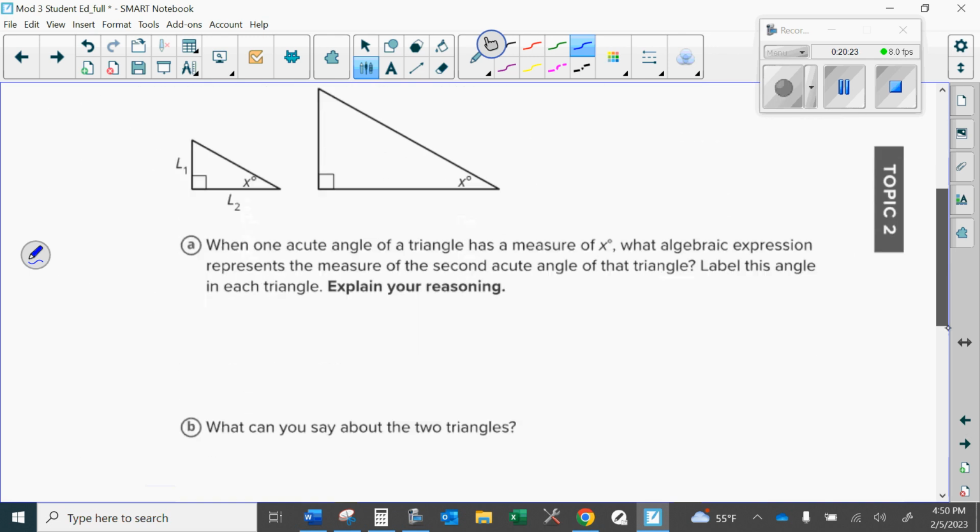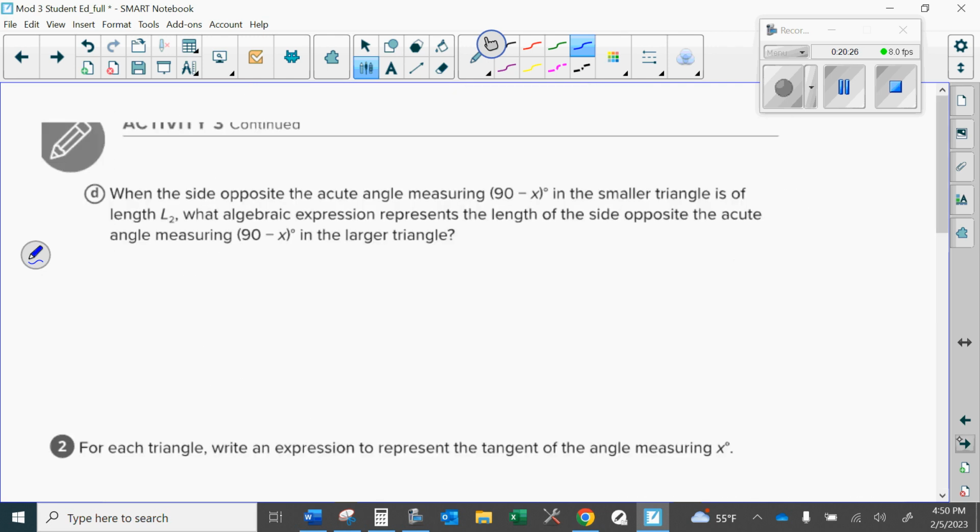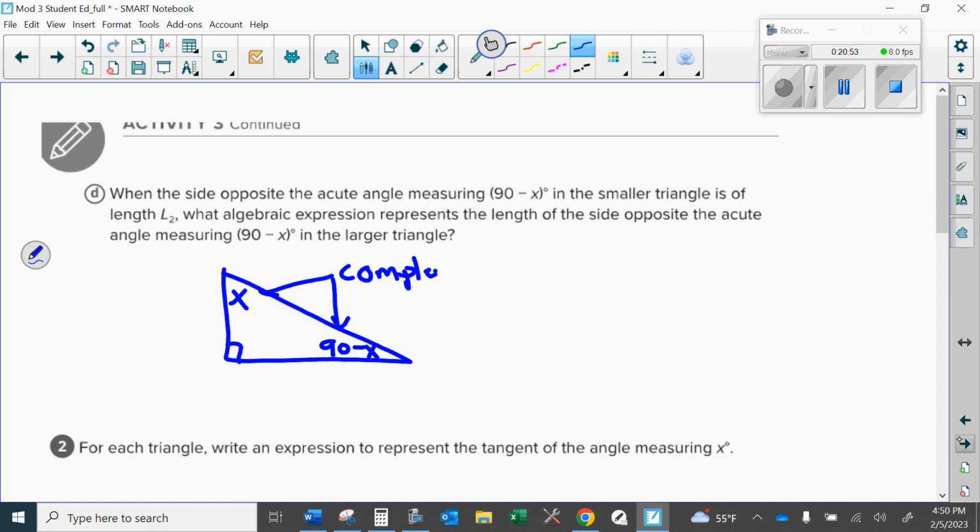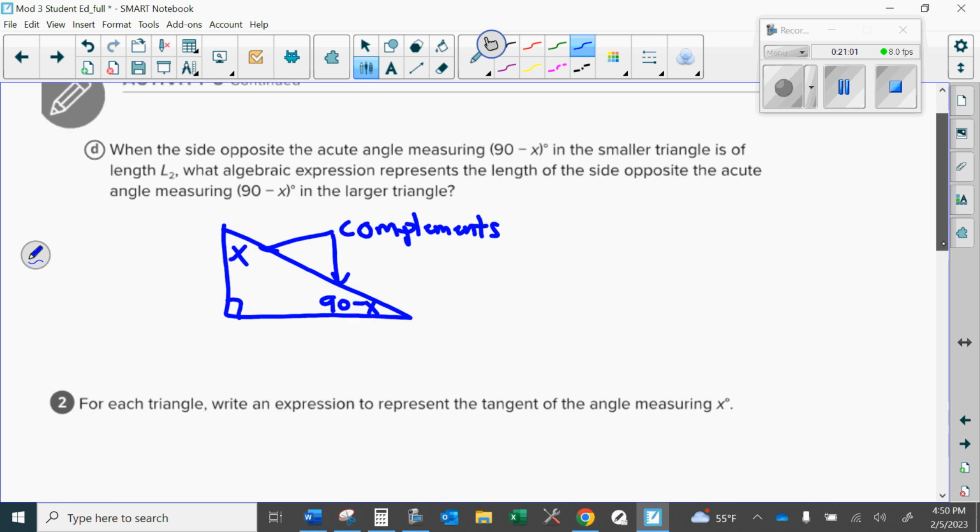Candidate ratio. Okay, try to get something new here. When the side opposite the acute angle measured 90 minus x in the smaller triangle is of length... Okay, so what this is talking about right here: 90 degrees, if we call this x, then we know this must be 90 minus x because those two are complementary. So these are called complements of one another, vocab words. Complements, meaning they add to 90 degrees. So if you see x and 90 minus x, those are complements in a right triangle. Vocab.